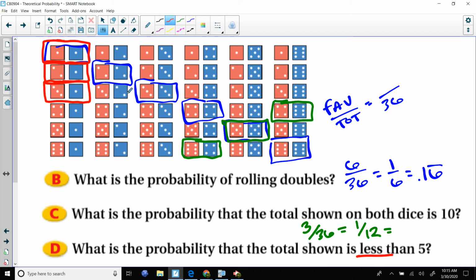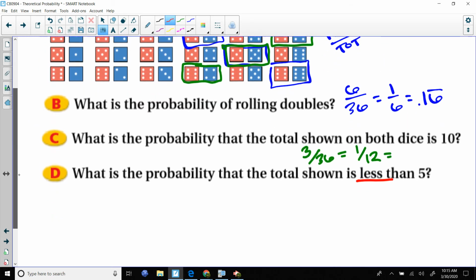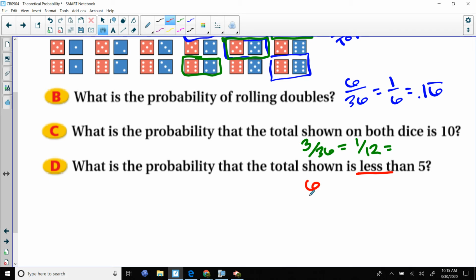If we come over, 3 plus 2 is 5, so that won't count, but 2 plus 2 works. 1 plus 3 works, and 1 plus 2 works. And these are the only sets that we have. If we count, we have 1, 2, 3, 4, 5, 6 sets of dice that add up to give us less than 5. So once again, we'll have 6 of those groups that work out of all 36 in total. If we reduce this, it gives us 1/6 again, which is going to be 0.16 forever.